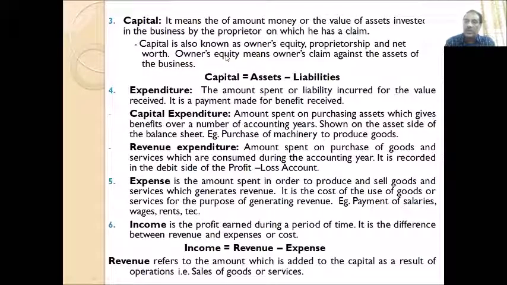That is payment of salaries, wages, rents. These are all the types of expenses. We pay salary for preparing something, for producing something. We pay salary for marketing. So this is the amount spent on salaries and wages, and these are expenses.